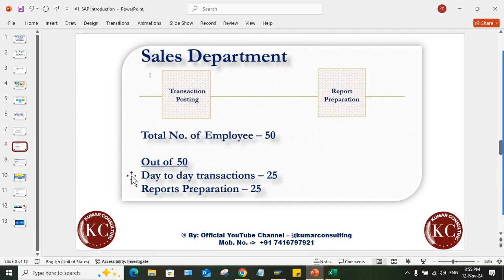Why? Because the people involved in recording day-to-day transactions, those 25 people, are still required, since transactions are taking place even now. They were recording manually on registers earlier; now they have to record the same transactions using this ERP, using SAP, which is software. So these 25 people are required. But what about the remaining 25 people who used to prepare the reports manually? With the help of ERP, the reports will be prepared by the system automatically. So that's what I said: only 25 people can handle this entire sales department.